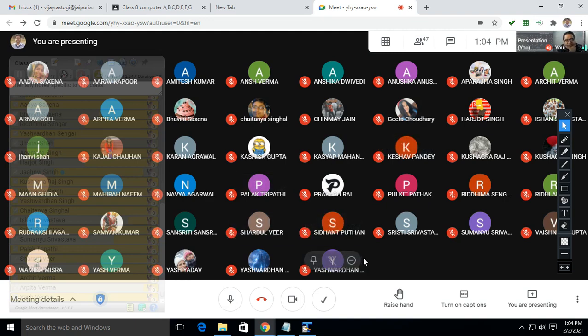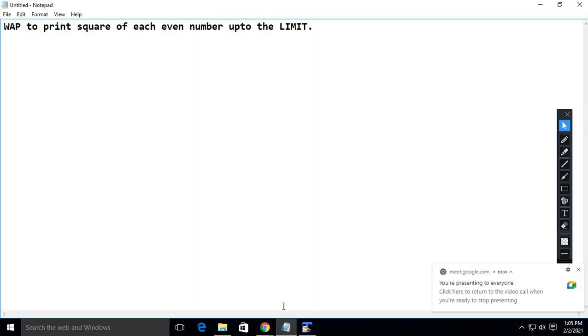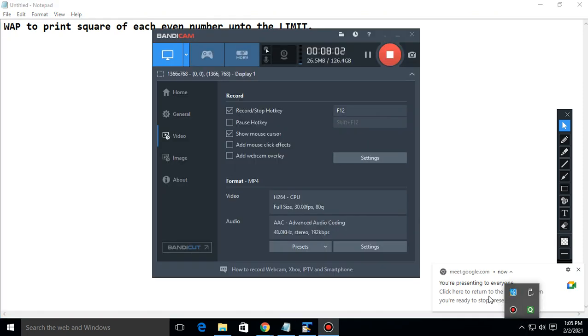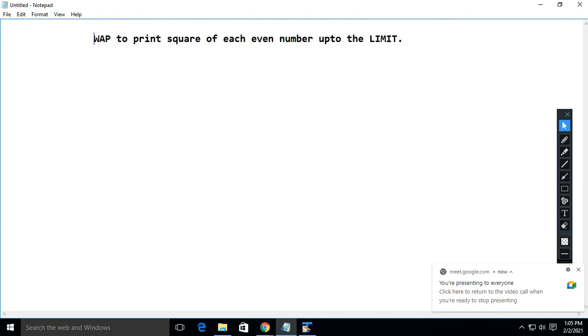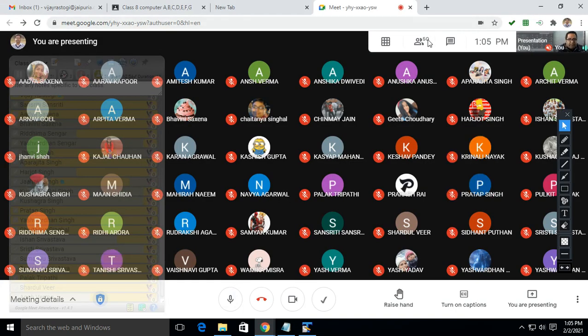Try everyone and post the solution in the chat box only. The question is there on your screen. Write a program to print the square of each even number up to the limit. Got it, everyone? The question is clear or not? The limit has to be taken from the user. Just ask from the user.